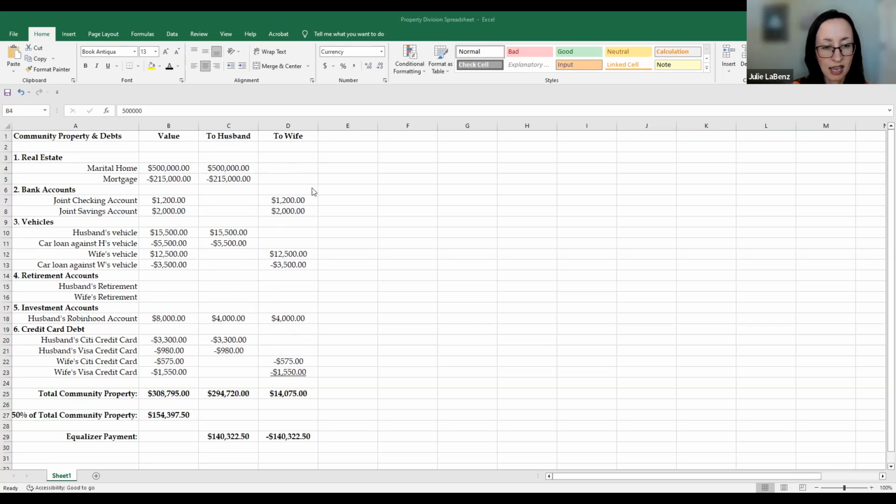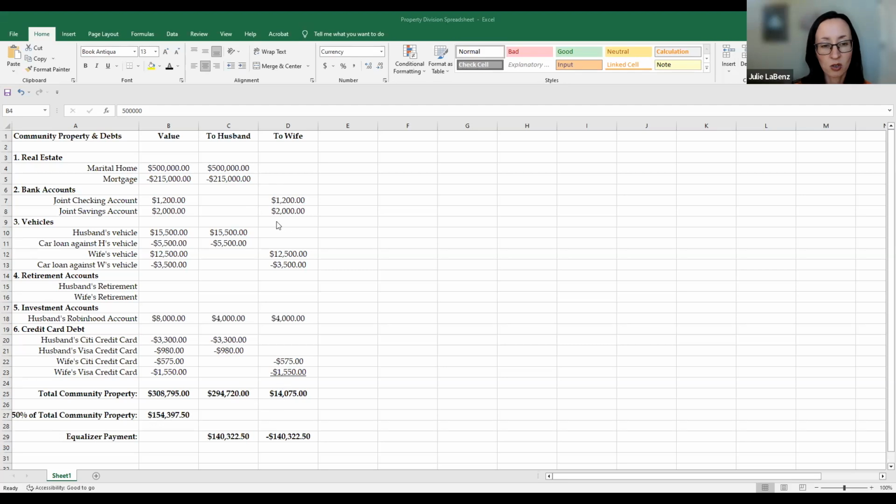Now, when we add these columns up, husband has almost 300,000 in value and wife has only 14,000, yet both are supposed to leave the marriage with around 154,000. So you have a couple of options at this point. Either one, you argue for a non-50-50 division of the property, but like we talked about earlier, you're going to have some really strong justification for that.